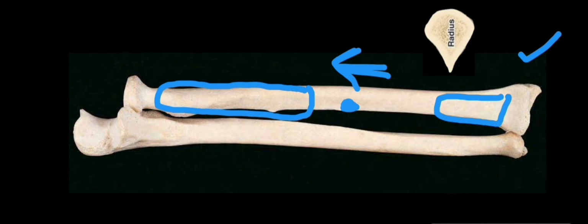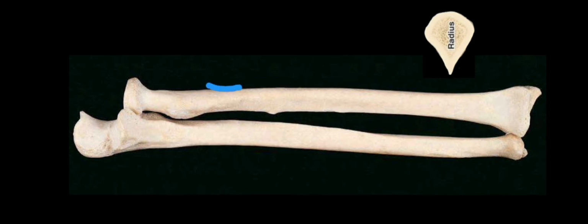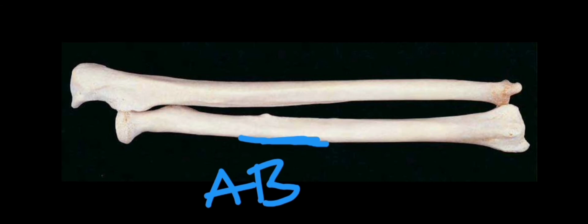And next, the lateral surface is convex, and it gives attachment to two muscles. Insertion of supinator in the upper one-third of the surface and insertion of pronator teres in the middle, most convex part of the lateral surface. Next, the posterior surface. The posterior surface gives origin to the abductor pollicis longus, APL, in the middle one-third, and just below it, the extensor pollicis brevis, EPB.